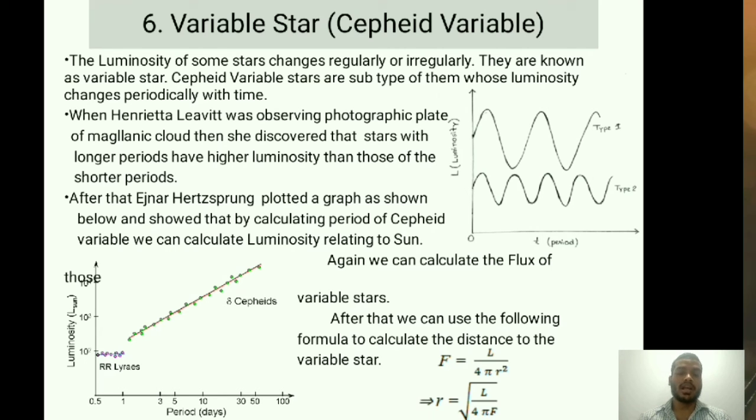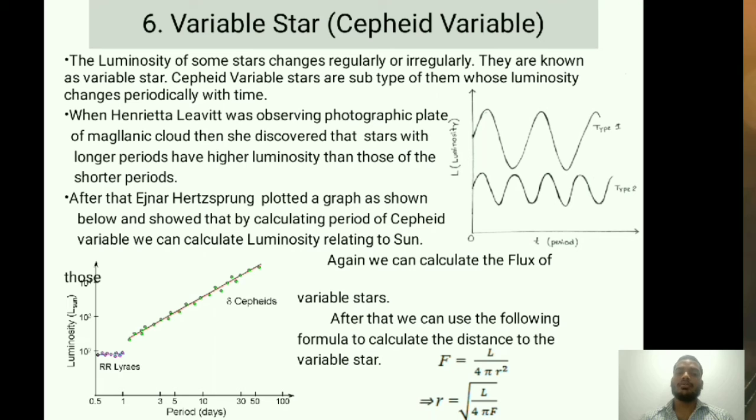After that, Ejnar Hertzsprung plotted this second graph, as shown here, and he showed that by calculating the period of a Cepheid variable, we can calculate its luminosity relative to the Sun, and we can calculate the flux of the stars also. So by calculating the flux and the luminosity, we can calculate the distance to those stars by this relation: F is equal to L by 4 pi r square. This gives r is equal to root over L by 4 pi F.